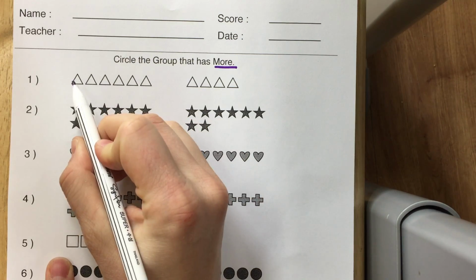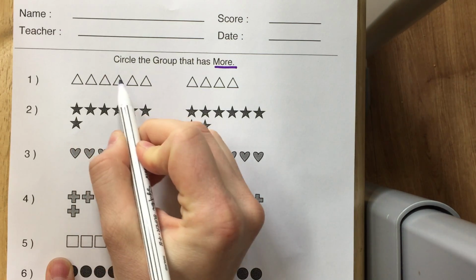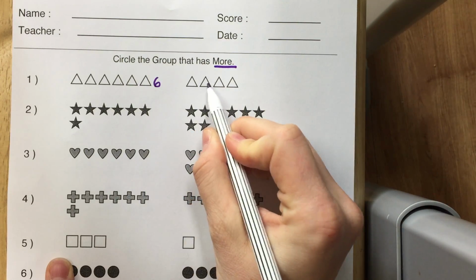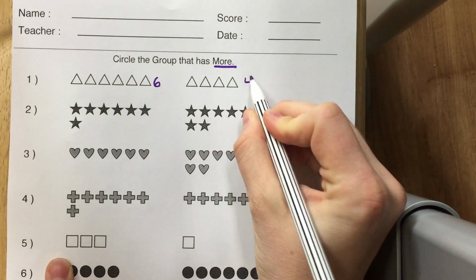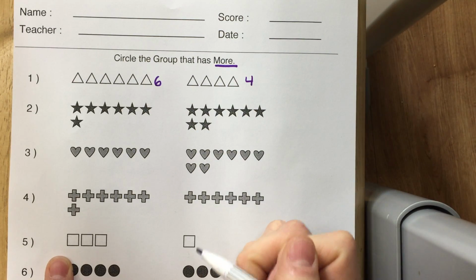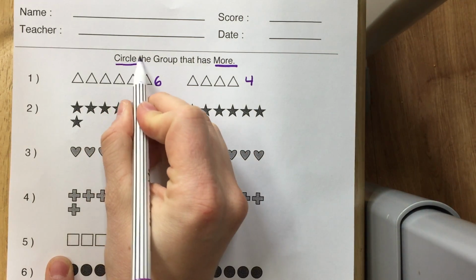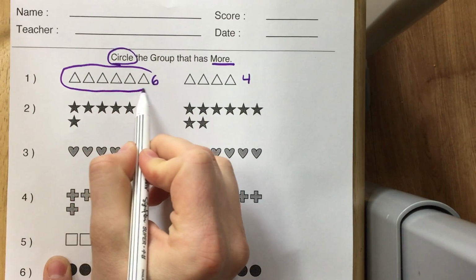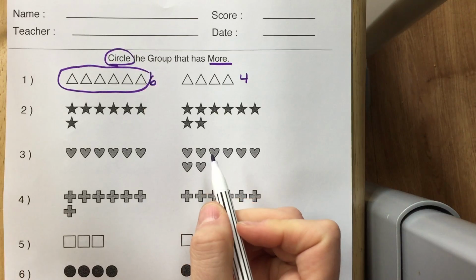And let's count and see how many. 1, 2, 3, 4, 5, 6. 1, 2, 3, 4. Between 6 and 4, which one has more? This says to circle the group that has more. This group has more. 6 is more than 4.